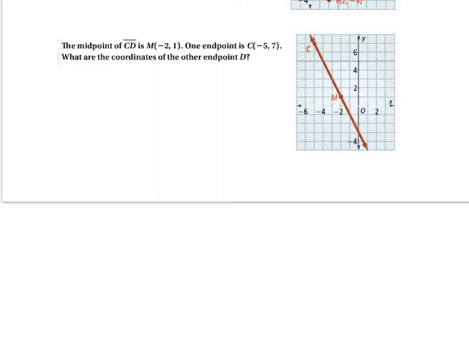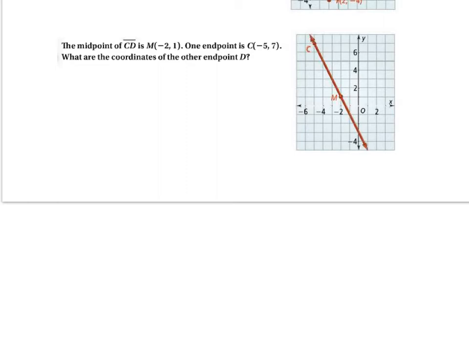So our last example involving midpoints just makes us think about it in a slightly different way. Here they're going to tell us the midpoint. The midpoint of segment CD is (-2, 1). You see that as an M on your picture. They give us one endpoint, point C, and we're trying to find the other endpoint. They tell us that the endpoint is (-5, 7).